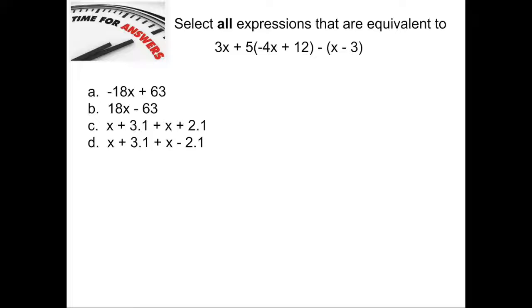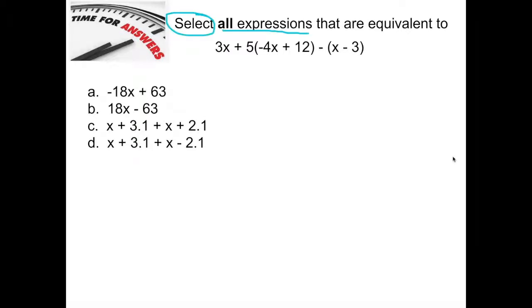Time is up. Let's take a look at the answer. Select all expressions that are equivalent to the expression 3x plus 5 times the quantity negative 4x plus 12 minus the quantity x minus 3. To begin this problem, we can do a couple of different things.